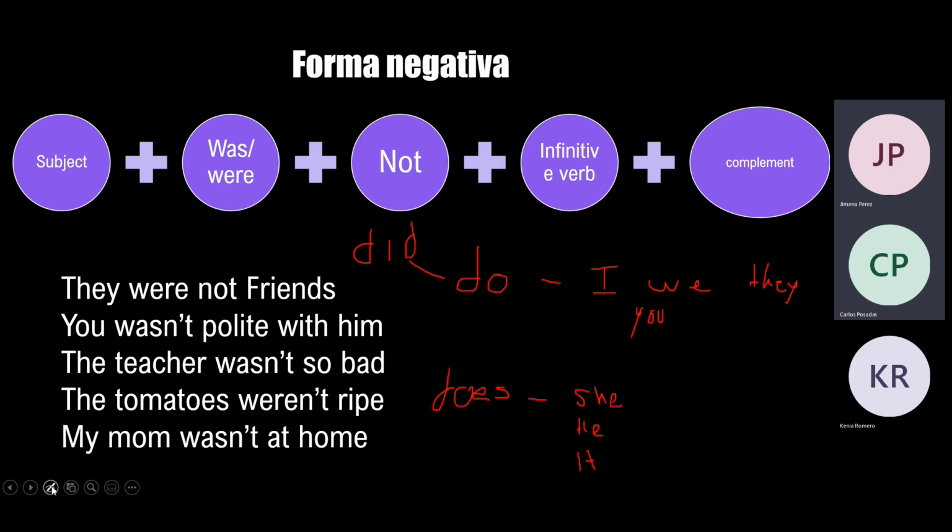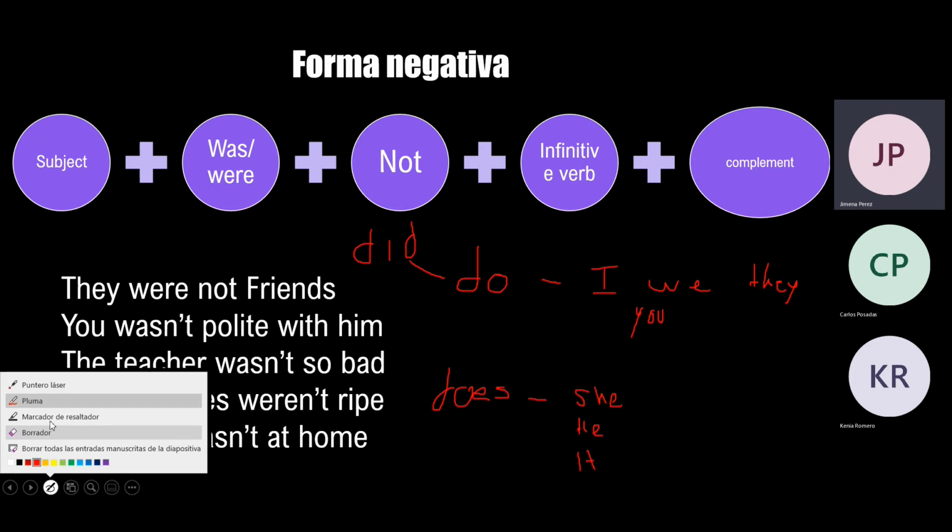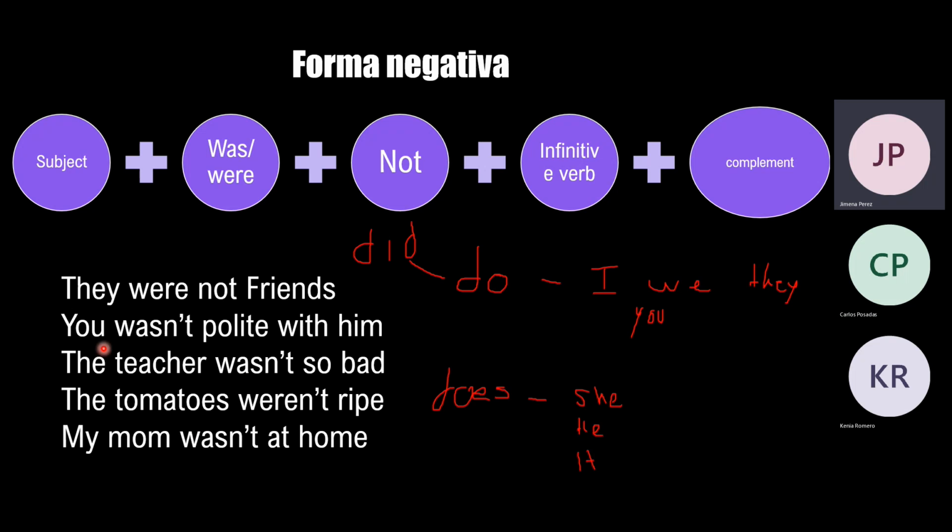Vamos a ver primero estos ejemplos. Tenemos aquí estos ejemplos con was, were. They were not friends. You wasn't polite with him. The teacher wasn't so bad. The tomatoes weren't ripe. My mom wasn't at home. Todos estos de aquí utilizan was o were y el not y después mi complemento, ¿no?